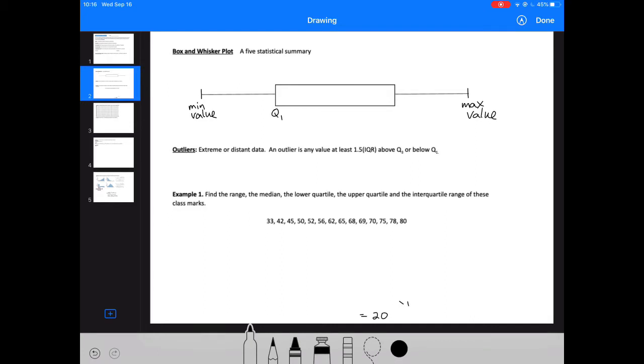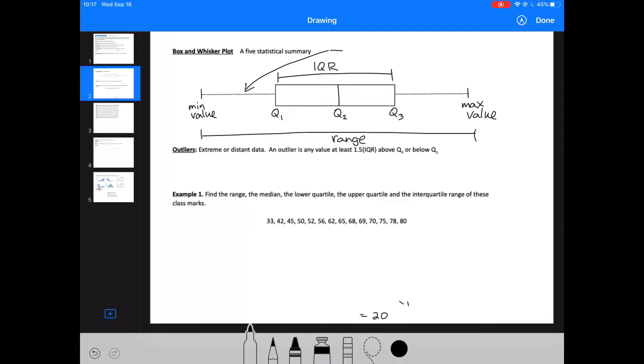This first part of the box represents your first quartile. Your median is in the middle, and your third quartile is at the end of the box. The length of the box is your interquartile range. Your length from minimum to maximum is your range of the data. And then these two little pieces here are called your whiskers.